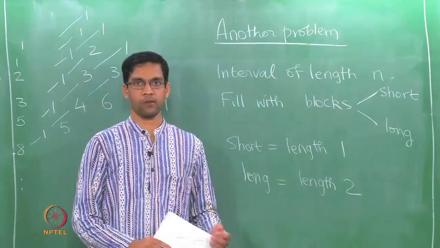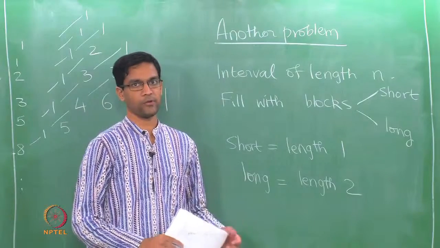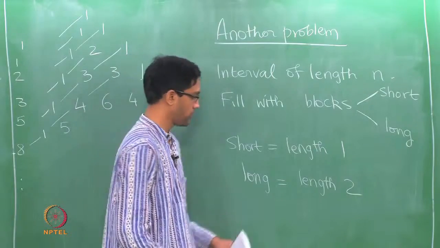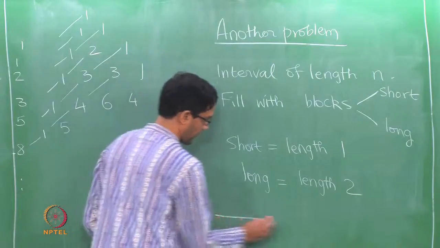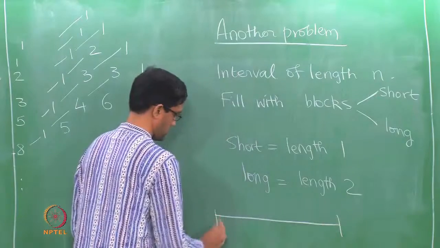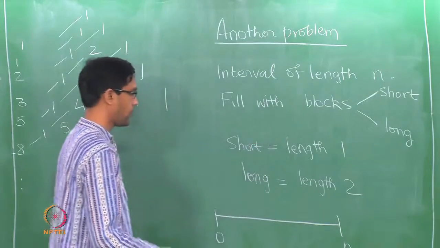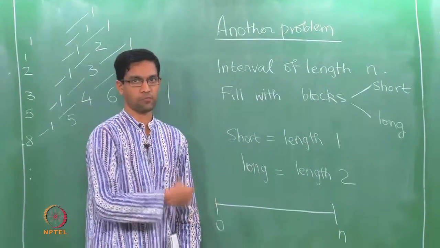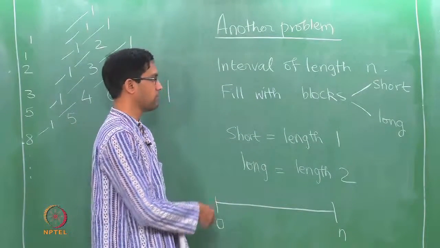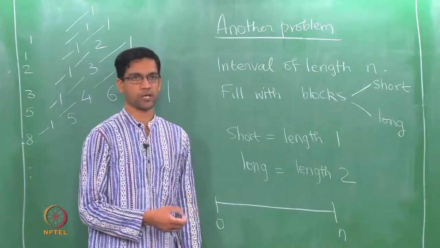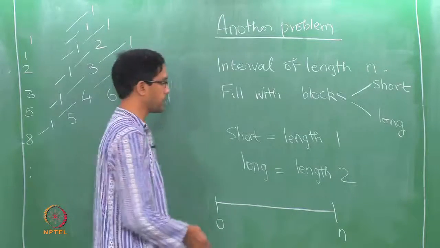Okay, so here's another problem. It says the following: you have an interval of length n. So imagine that you have, say, between 0 and n. So you have this interval, and now what you want is to fill this up with blocks. By a block we mean, well, there are two kinds of blocks. There are short blocks and long blocks. A short block is of length 1.